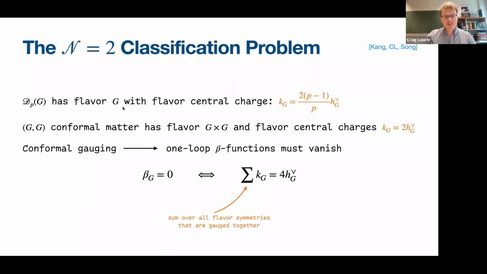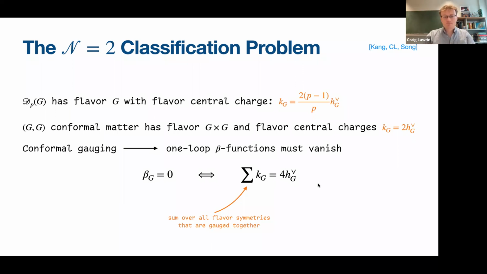So DPG has a flavor G, and the flavor central charge is like this. And GG conformal matter has a G times G flavor symmetry with flavor central charges that look like this. So this h^∨_G is the dual Coxeter number of the group G. And if you want to consider a conformal gauging, then the one-loop beta function must vanish. And that is equivalent to saying that for all of the flavor symmetries that you gauge together, the sum over their flavor central charges must be 4 times the dual Coxeter number.